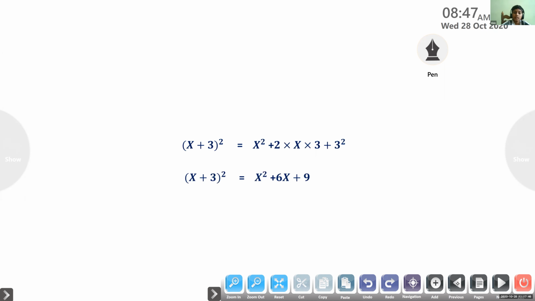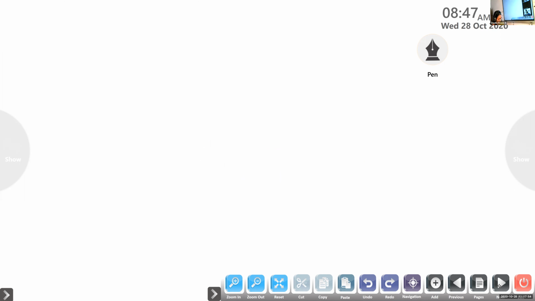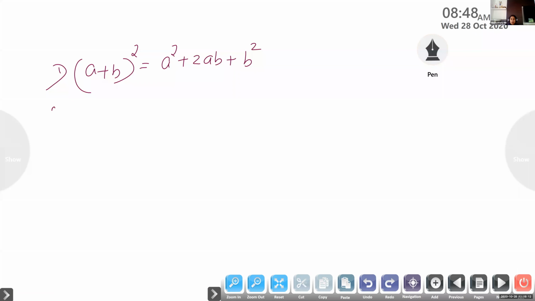New chapter. No, same chapter, but new topic. Okay. So (a + b) whole square is equal to a square plus 2ab plus b square. Now what will be (x + y) whole square? x square plus 2xy plus y square.